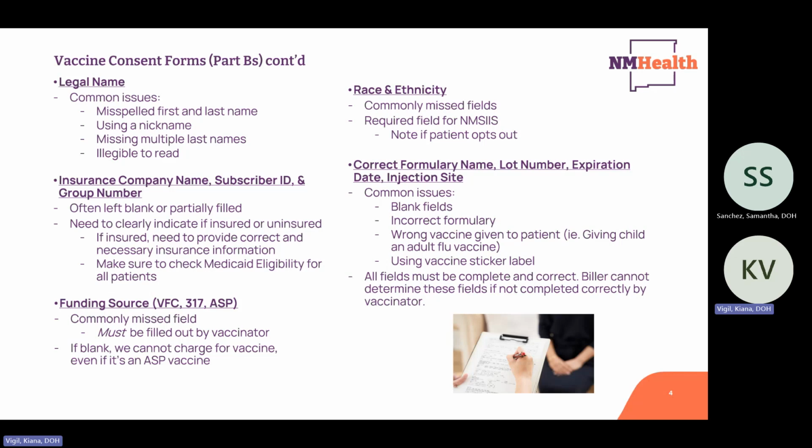Funding source. This is a commonly missed field, often left blank. The vaccinator must indicate which funding source the vaccine came from so that there's no confusion for those posting in Transact. A reminder that this field is very important in the process of generating revenue through Transact for our public health offices. So if this field is left blank, we cannot charge for the vaccine, even if it is an ASP vaccine, and that would be a loss on revenue. So you can see if this occurs often, the revenue loss could add up.